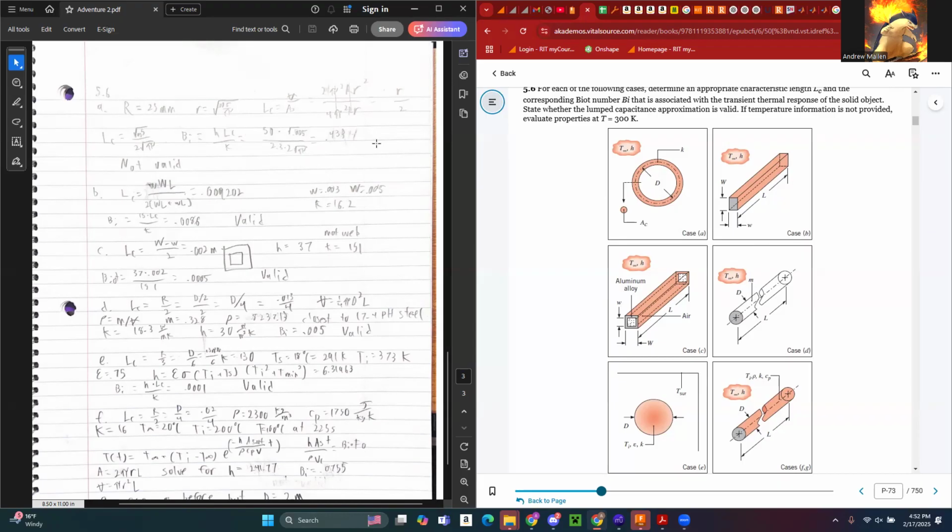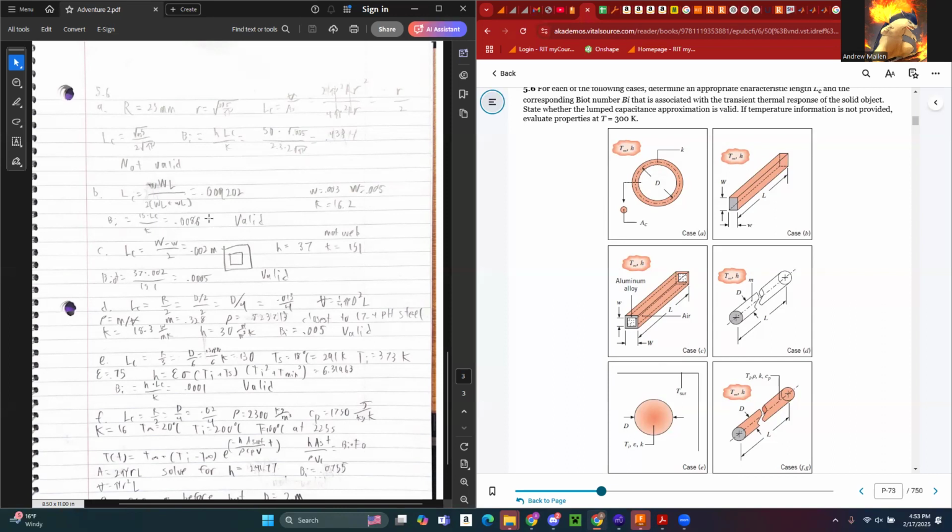Next up, we have a bar with a cross-sectional area that is a rectangle. In order to solve this, you take the volume of the entire bar over the 4 surface areas of the 4 side faces, giving us a characteristic length of 0.009 meters. And then when plugged into the Biot equation, we get a Biot number of 0.0086, meaning that lumped capacitance is valid in this instance.